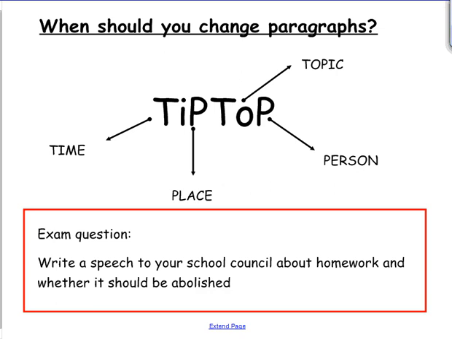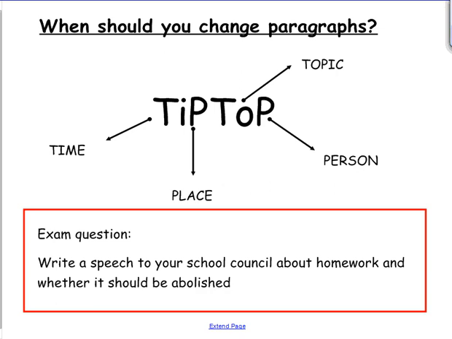Firstly, when should you change paragraphs? Whenever you're thinking about if you need to start a new paragraph or not, consider tip-top first. That's time, place, topic, and person. If you've changed any of these, then you definitely need to change to a new paragraph. For each of these, I'm going to give an example so that you can understand how and when it's best to change paragraphs.